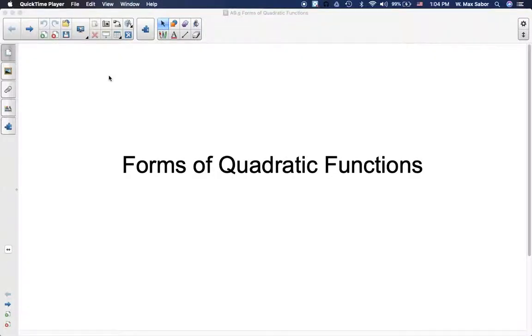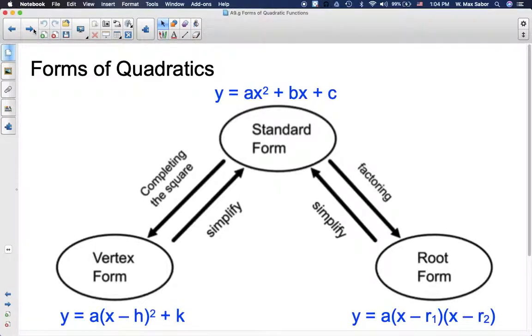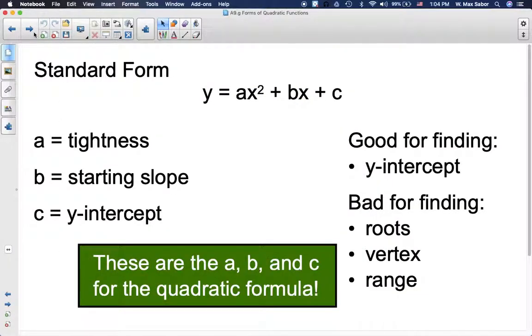Up to this point, we've mostly been looking at quadratic equations in one variable, but now we're going to turn our attention to quadratic functions in two variables. So there are three main forms of quadratics: standard form, ax squared plus bx plus c; vertex form, a times x minus h squared plus k; and root form, a times x minus r1 times x minus r2. So, standard form, y equals ax squared plus bx plus c.